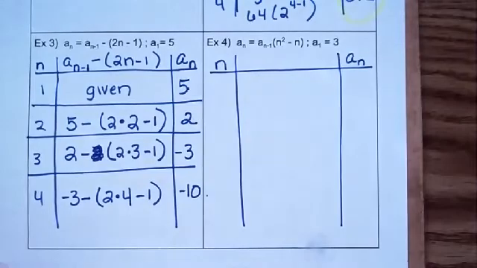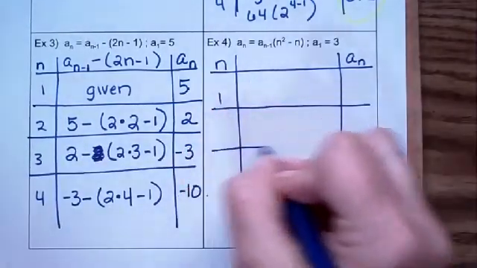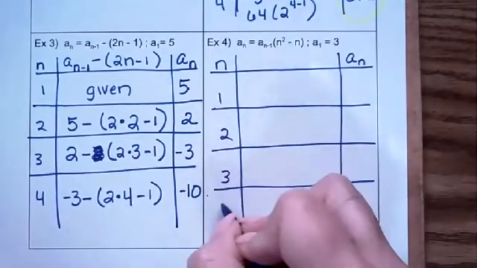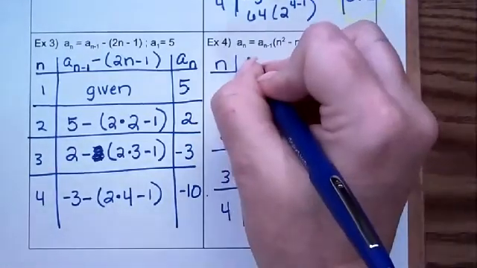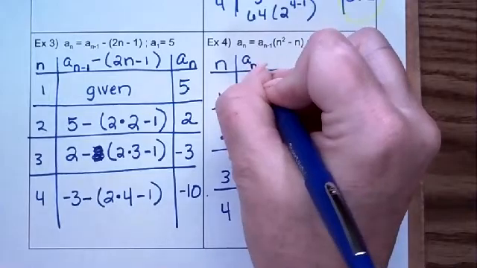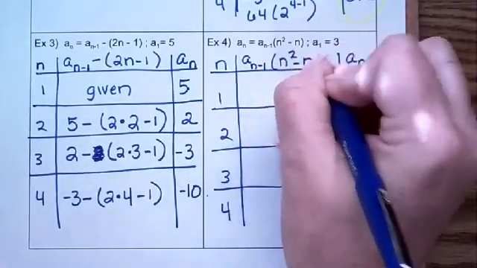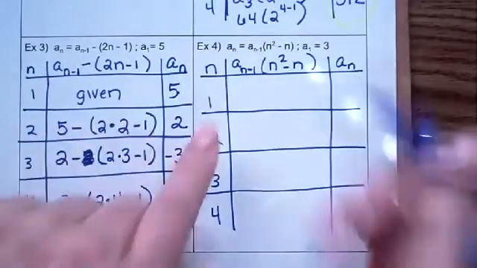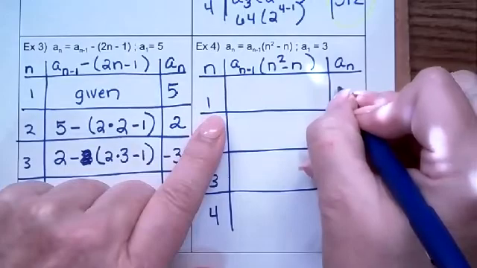So setting up my table again. Now, what is the rule that goes right here in the middle? A sub n minus 1 times n squared minus n. Oh, I got me a good old exponent in there on this one. Now, let's go ahead and start. We know our first term, our a sub 1, that's 3, isn't it?